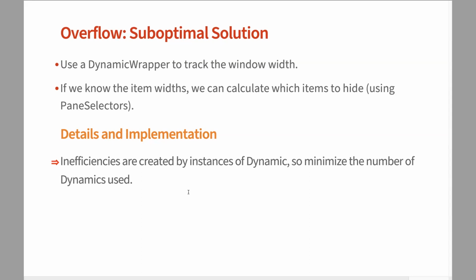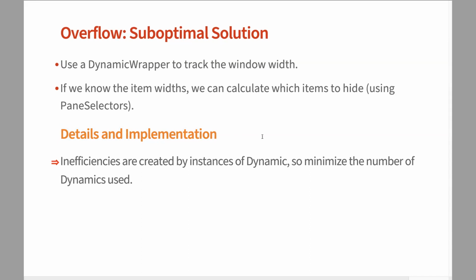So going back to overflow, what you might think to do is, okay, if you knew the widths of all the individual items, and you were tracking the window width, you could work out by adding them up which one should be hidden at a certain time. And you could do that with a pane selector and just dynamically switch them with zero width spaces or something. If you're interested, the details and implementation are in this section, so download the presentation and check that out.